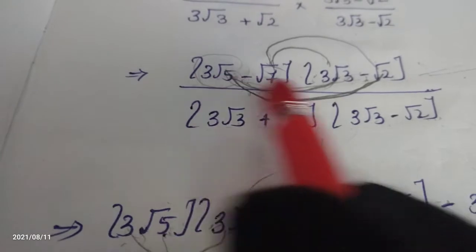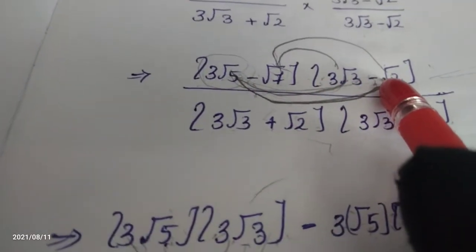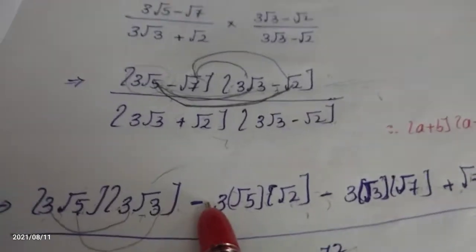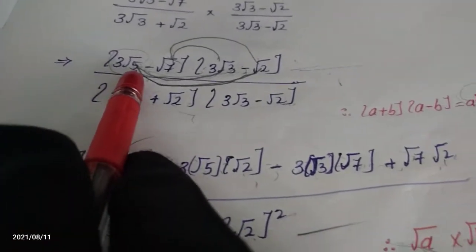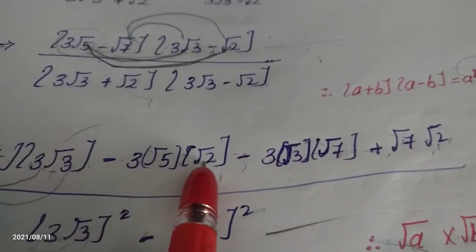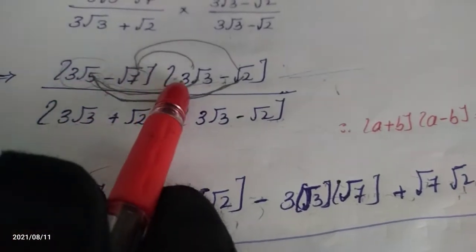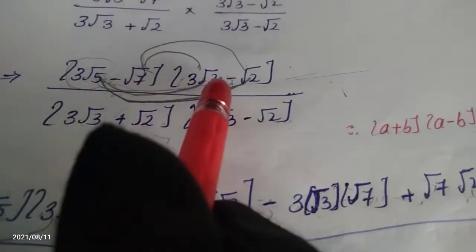What is the sign behind this? Plus is there, minus is there, so plus into minus is minus. I am writing minus 3 root 5 into root 2. Then we multiply the two numbers of the second bracket with the first number.